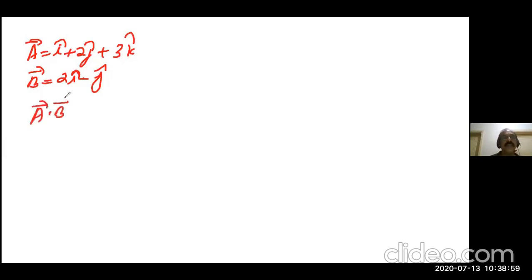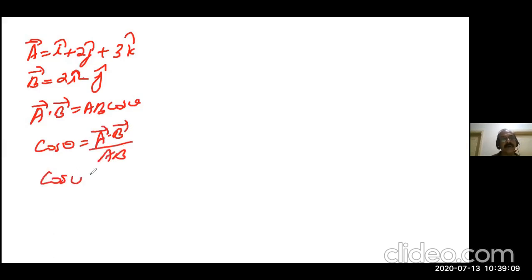A dot B is equal to AB cos theta. Cos theta is equal to A dot B divided by AB. What is A dot B? Here you can mark, this is 2, first one 2. Second one minus 2. Then this minus 0k.